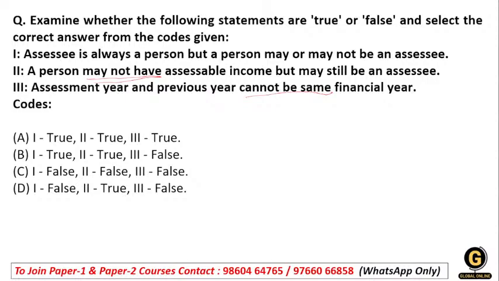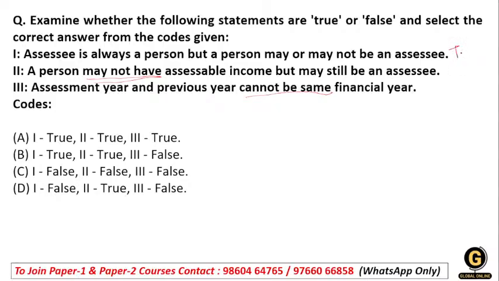So the first statement is that assessee is always a person, but a person may or may not be an assessee. So this statement is true because not every person is an assessee unless they fall under the tax net. Okay, so yes, the first statement is true.